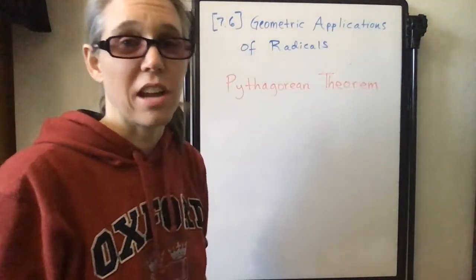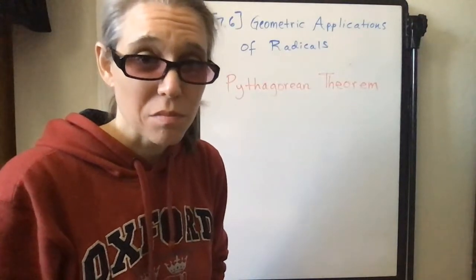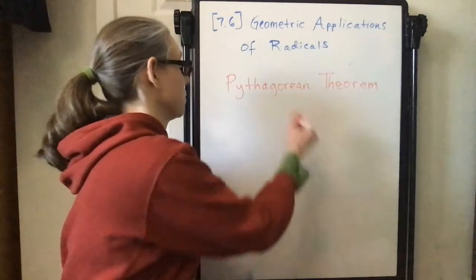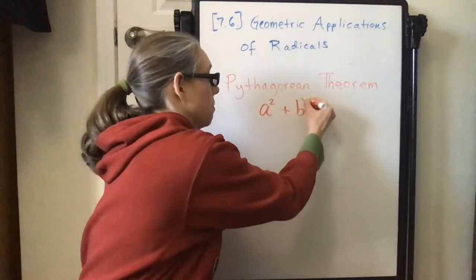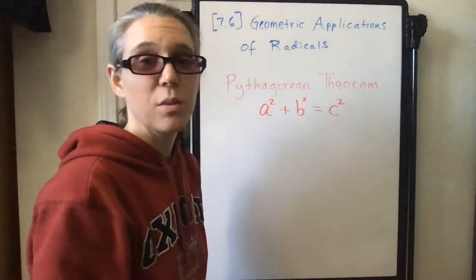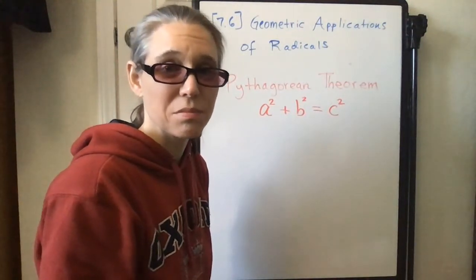7.6, geometric applications of radicals. We're going to start with the Pythagorean theorem. The Pythagorean theorem is a simple one to remember: a squared plus b squared is equal to c squared.